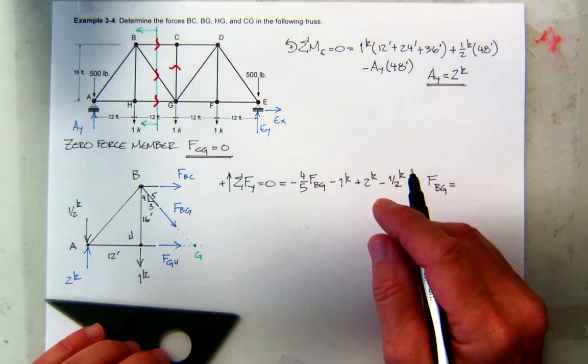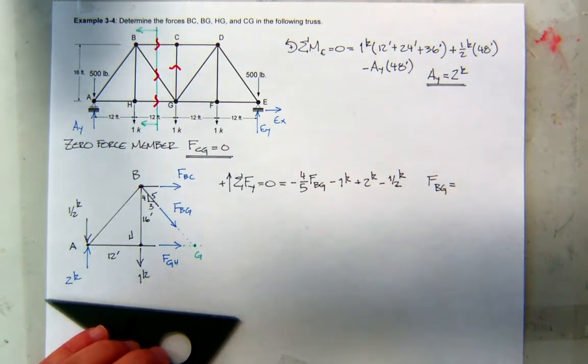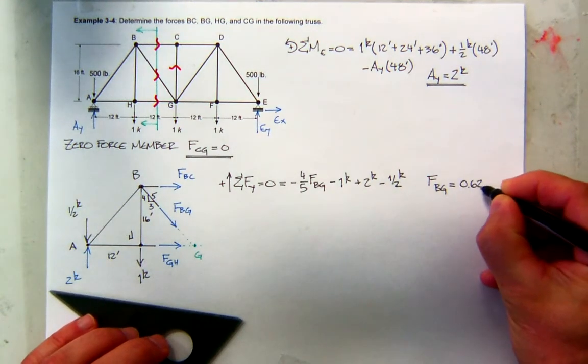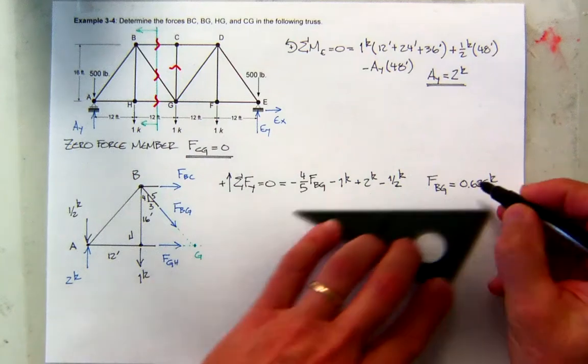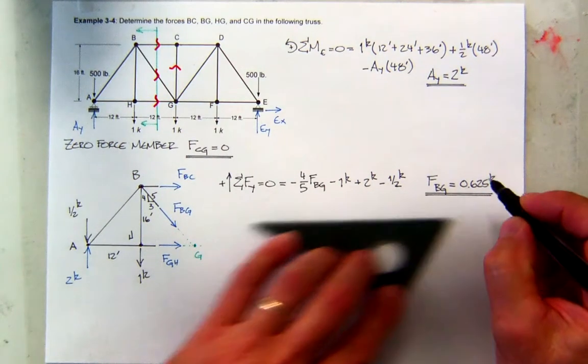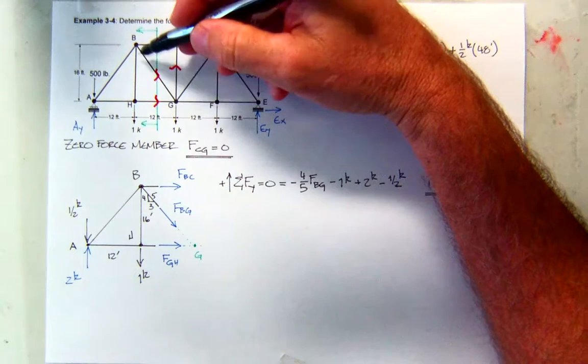Everybody take out a coin and flip it. See which we get, positive or negative. Positive. I think it'll be 50-50. It'll be positive. So it's 0.625, right? And that means it's in tension. So this is in tension. This is a tension.